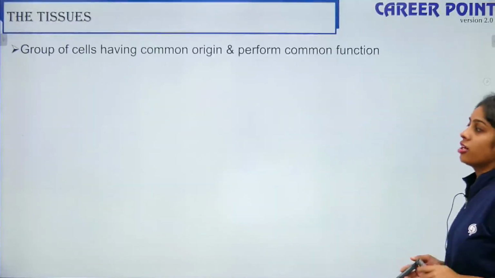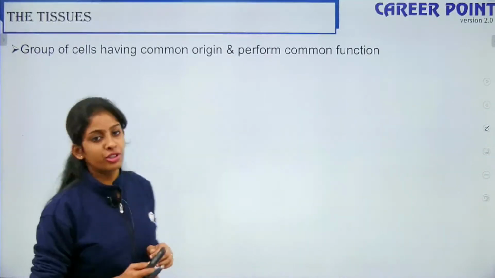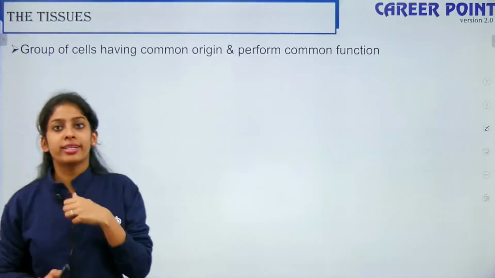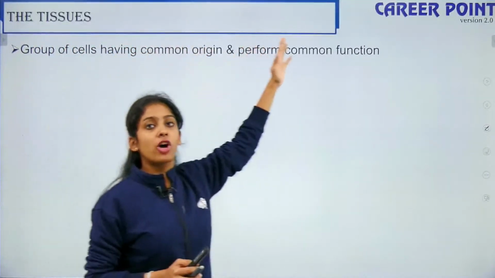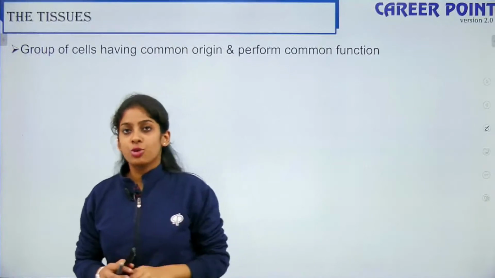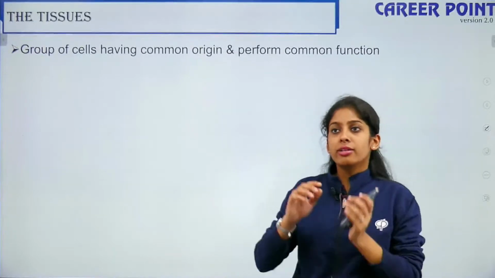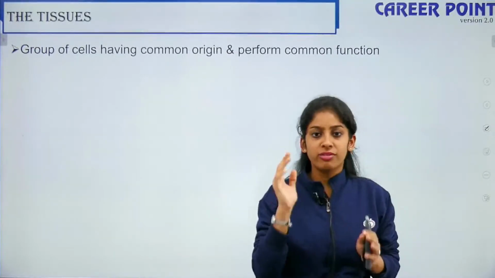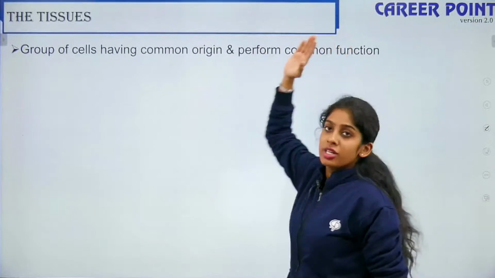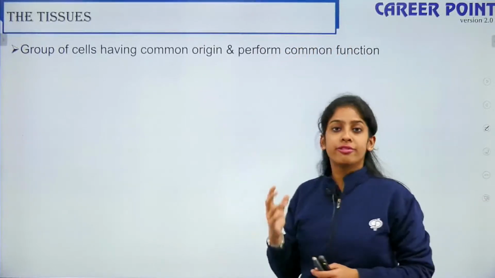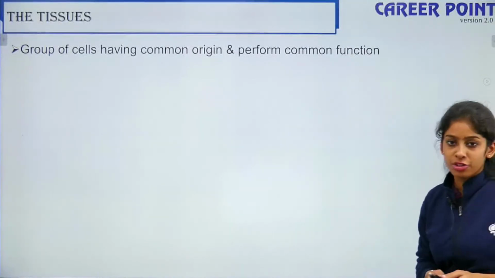Fine. Talking about the tissues, what is a tissue? How do you define a tissue? You can say cells make up tissue, but technically the definition of tissue is that it's a group of cells having common origin and they perform a common function. For example, the cells of your liver are called hepatocytes. Hepatocytes are the cells of your liver. They have a common origin, the liver, and they all perform a particular function, the function of your liver. So they have a common function and a common origin. That is how you define a tissue. Once again, a tissue is a group of cells having common origin and performing common function.